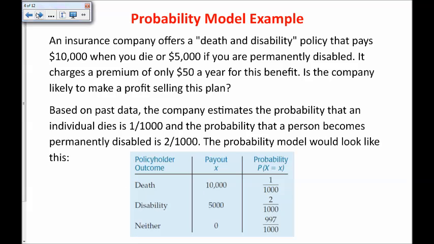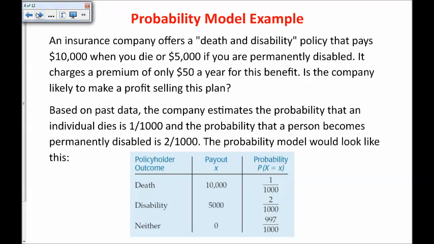So here's another example. An insurance company offers a death and disability policy that pays $10,000 when you die, or $5,000 if you are permanently disabled. It charges a premium of only $50 per year for this benefit. Is the company likely to make a profit selling this plan? At first thought, you may think only $50 a year, and if I die or get disabled, a lot of money comes back to me. But let's see if this company would make a profit with this policy.